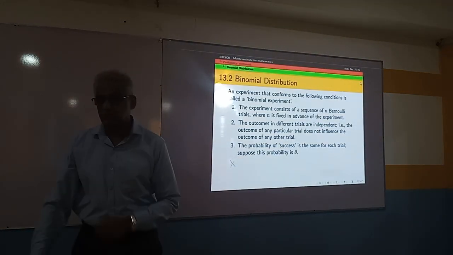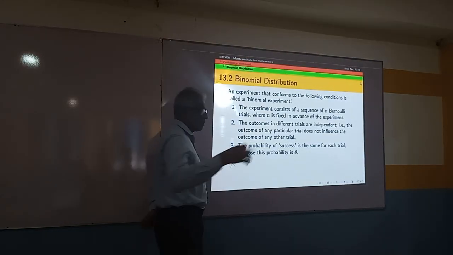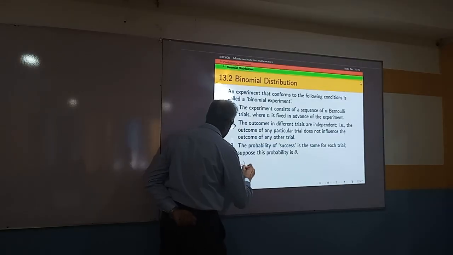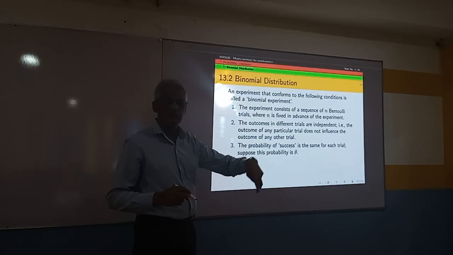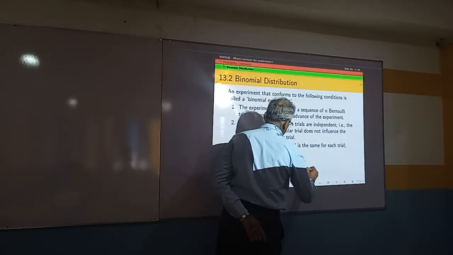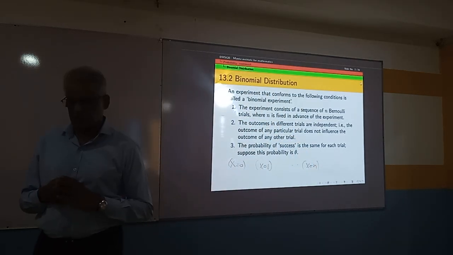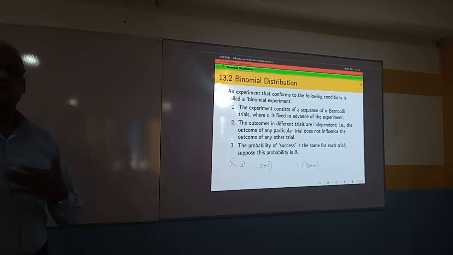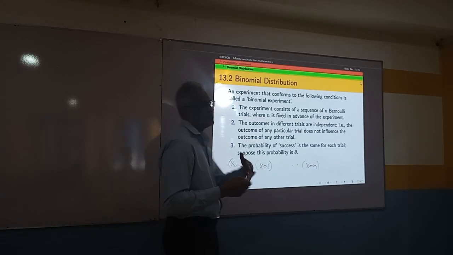X can be 0, can be 1, up to n, right? So there are several possibilities of events. One event is x equal to 0, that is an event, that the number of successes is equal to 0. Another event is x equal to 1. So like that we can talk about n plus 1 events. Generally one might be interested in the probability of some of these, or maybe all.